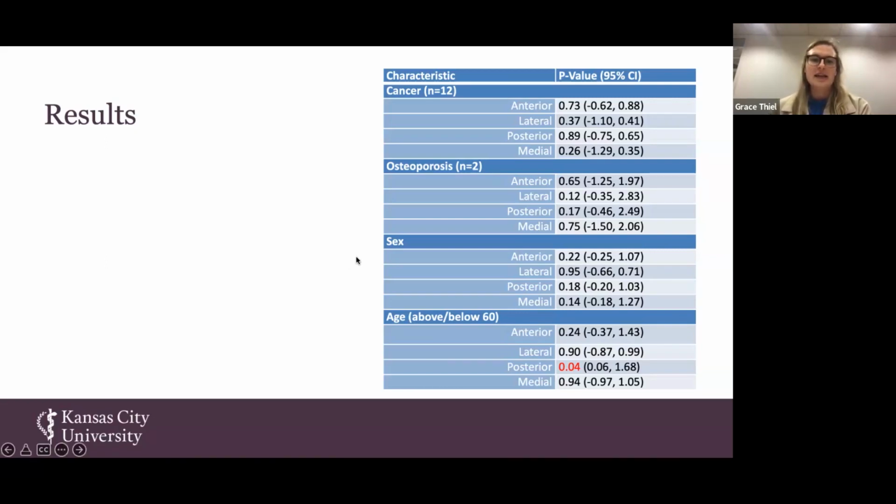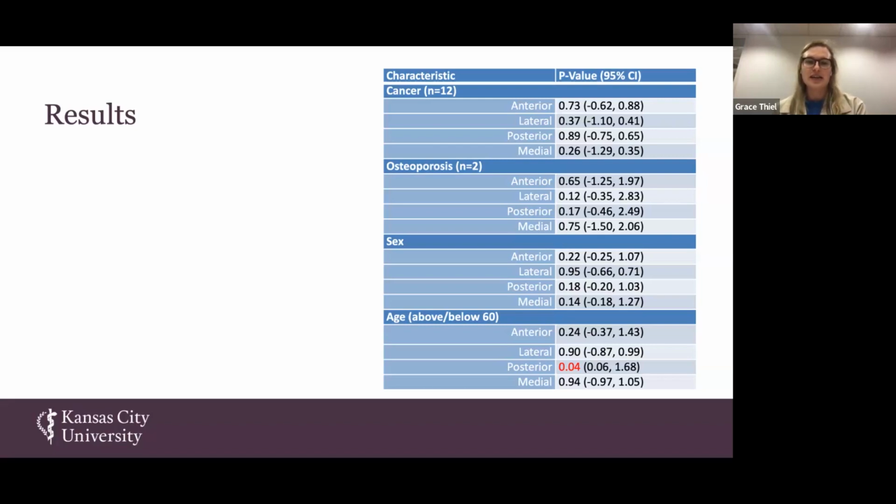I thought it was interesting that sex did not have any significant findings. Typically, women are considered to have lower bone density and therefore could qualify as osteoporosis or could have osteopenia. And we kind of thought that this would have impacted the cortical rim. We did notably only have an osteoporosis population of 2 donors, so this could be findings due to limited data.